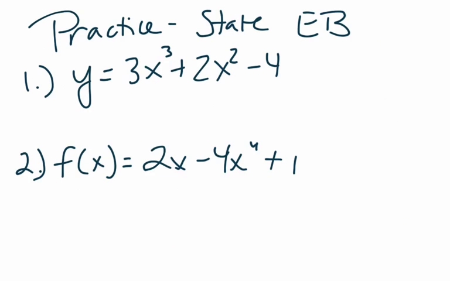And just as a note, it does say state EB. I will often abbreviate end behavior with the letters EB because who wants to keep writing out end behavior? So we have y equals 3x to the third plus 2x squared minus 4. State the end behavior. And question 2, f of x, just to change it up, equals 2x minus 4x to the fourth plus 1. In class, we might stop at this point and go over them together, but if you hang on in the video, I will explain the solution within the video itself.